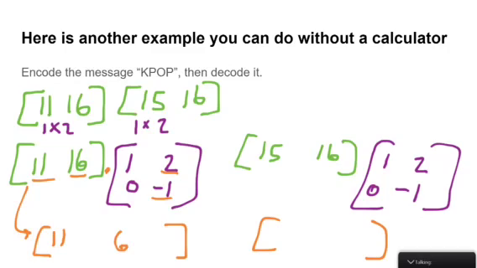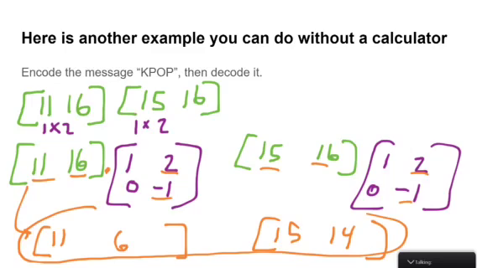The next 2 letters, we're going to do 15 times 1, and then plus 16 times 0. So that's going to be 15. And then 15 times 2, and then 16 times negative 1. So it's going to be 30 plus negative 16. So we get 14. And now this is the message.